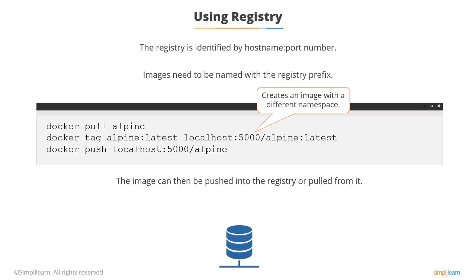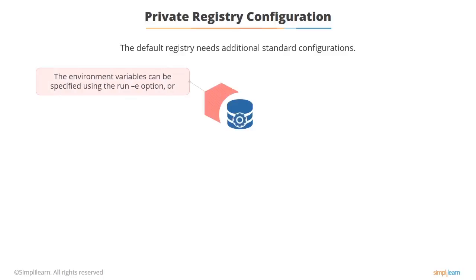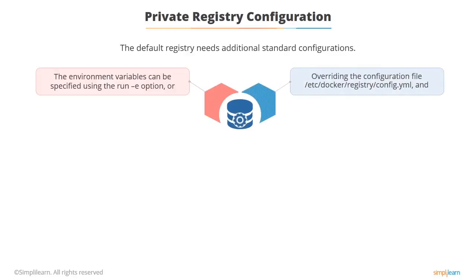The default registry needs some configuration. Now this is fairly standard. Many images do this, that they're configurable by specifying command line options when you run the actual container. So you can specify environment variables using -e on the run command, or alternatively you can override the configuration file. So the Docker registry has a YAML file which contains the configuration. So what that command there does, we'll see this command in more detail later.